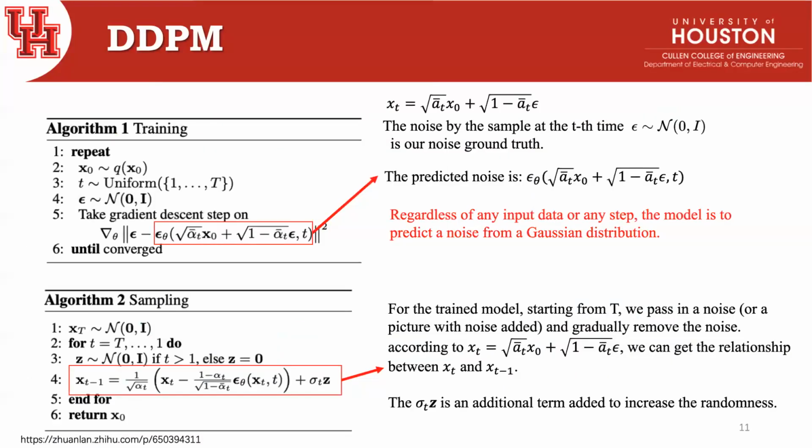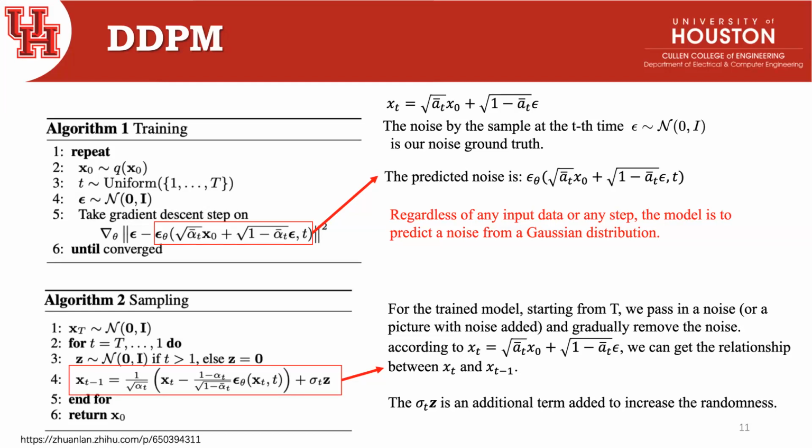And here is the DDPM's algorithm. For the training, in this red box at the top, the noise is sampled, and this is our ground truth noise. When we use this model to predict the noise, it will calculate the loss between the noise and the predicted noise. What we do is predict the noise at every step.